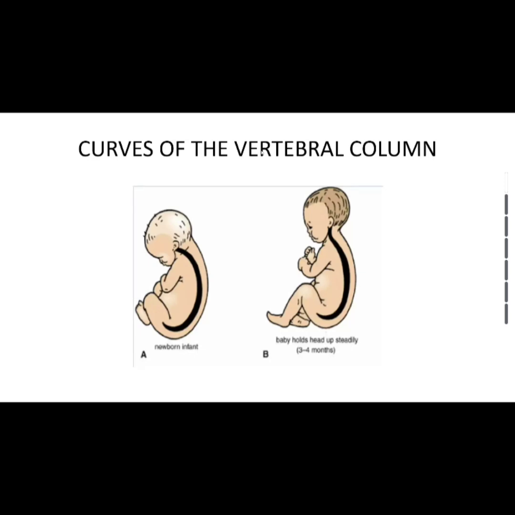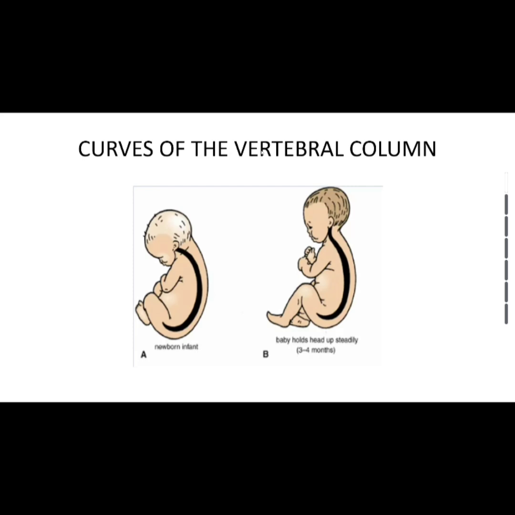Anterior concavity. It is concave anteriorly. If you look from posterior, it is more convex, and it is one curvature all the way from the neck all the way to the coccyx. So that is in a newborn, that is generally the curvature.